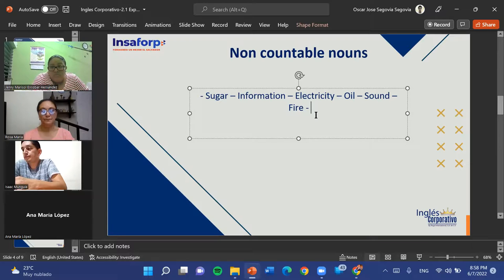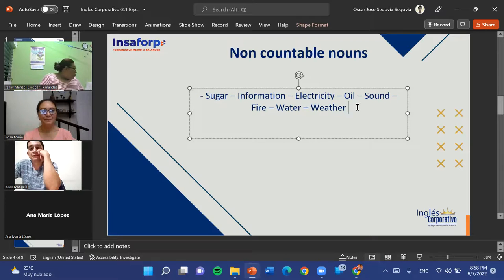Rosa. The weather. Water or weather? Weather. Okay. Water. This one? Sí. Este o esta? Both. Okay, both. Yeah, mm-hmm. Okay, we're going to say both. Weather and water, ¿sí? Tanto el clima como el agua. Ambos son incontables, ¿sí? Water and weather. Very good. Ana.